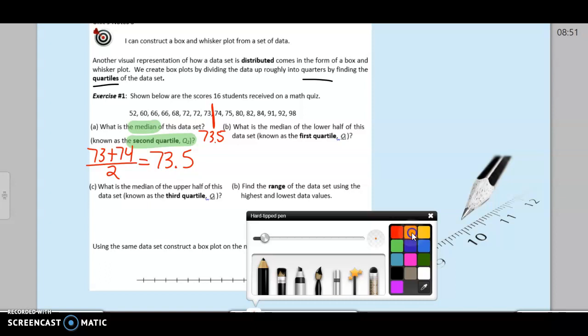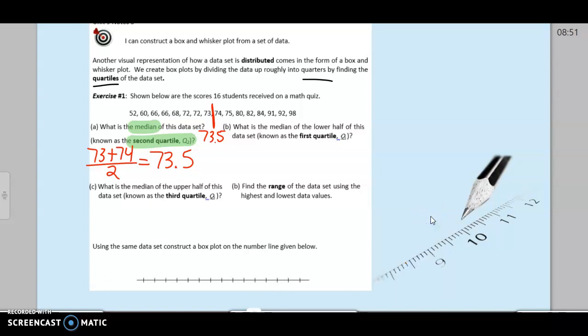So we're going to do that. And that is called the first quartile, which is the median of the lower half. So remember, we've got 8 numbers on this side, 8 numbers to the left. So we're going to count 4 in. 1, 2, 3, 4. So again, it's in between 66 and 68 because there's 4 on this side.